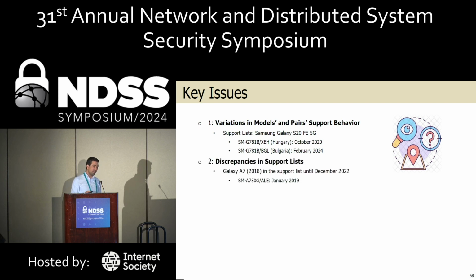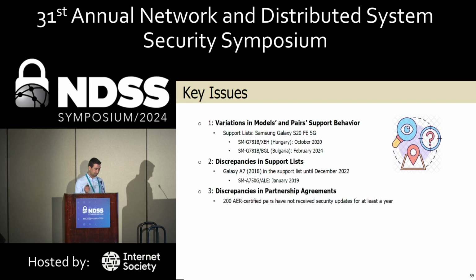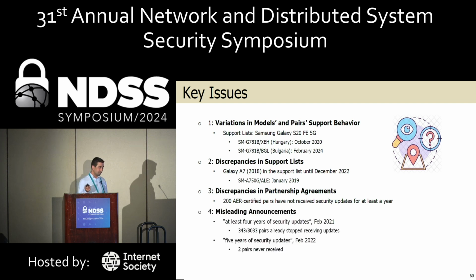And we identified discrepancies in the support list. For example, the Galaxy A7 2018 model was in the support list until December 2022. However, this specific model stopped receiving security updates in January 2019. Also, AER certified devices have a guaranteed support date of today or sometime in the future. We identified 200 AER certified pairs that haven't received any security updates for at least a year.